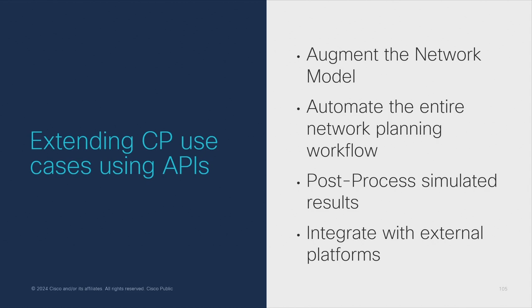We may need also to automate the entire network planning workflow. So using the APIs, we can access every built-in simulation tool in Crosswork Planning and customize our workflows. So then using the APIs, we can not only access the model and the attributes that were collected directly from the network, but we can also access the attributes that were derived, that were generated by the simulation engine, and hence access the simulated results and then do some post-processing based on our needs. And then, of course, we can also use the APIs to integrate Crosswork Planning with external tools.